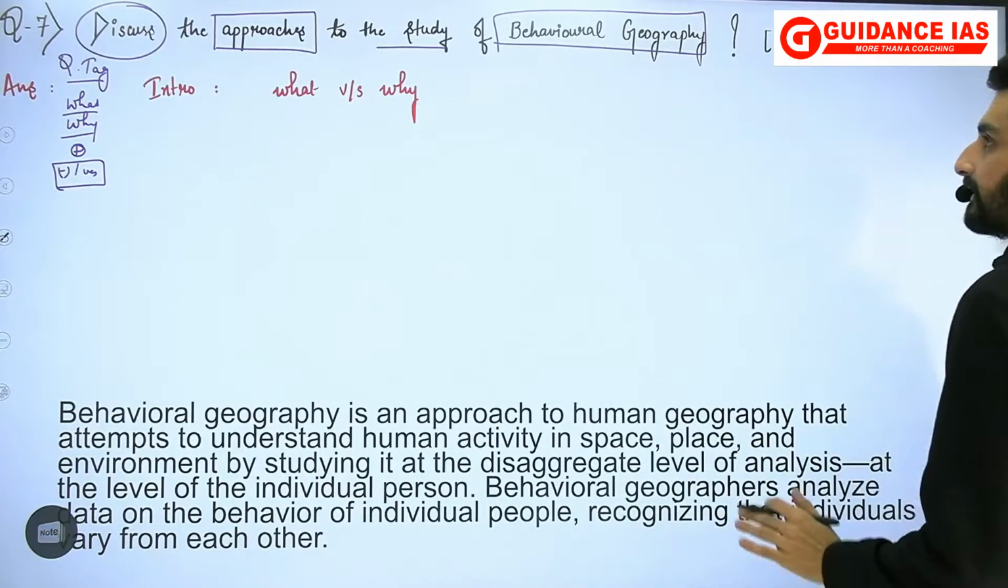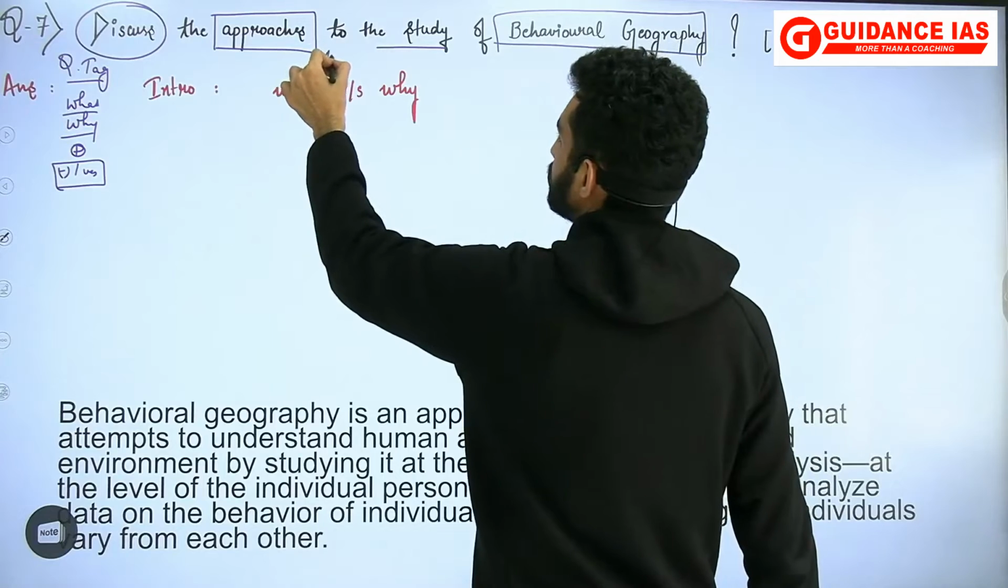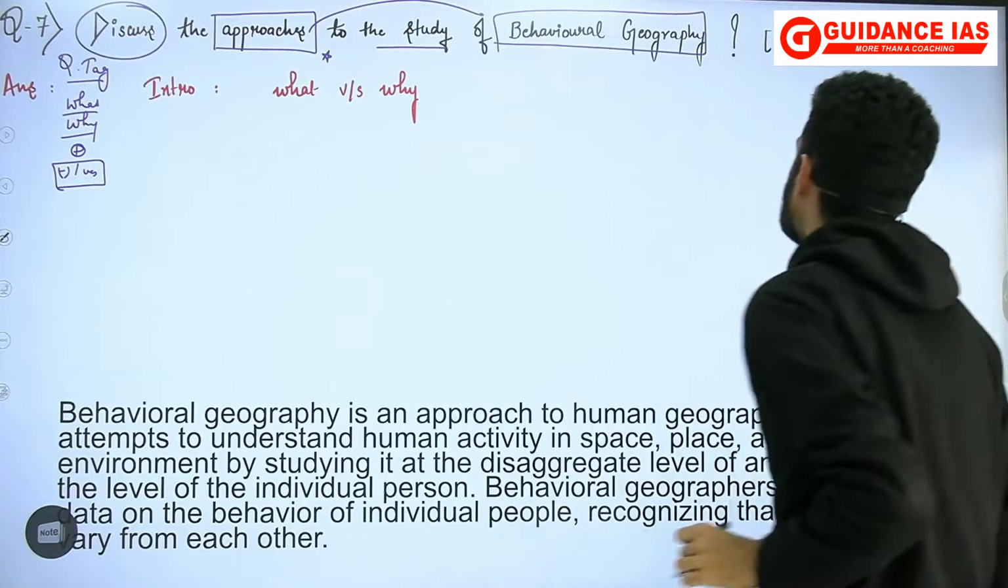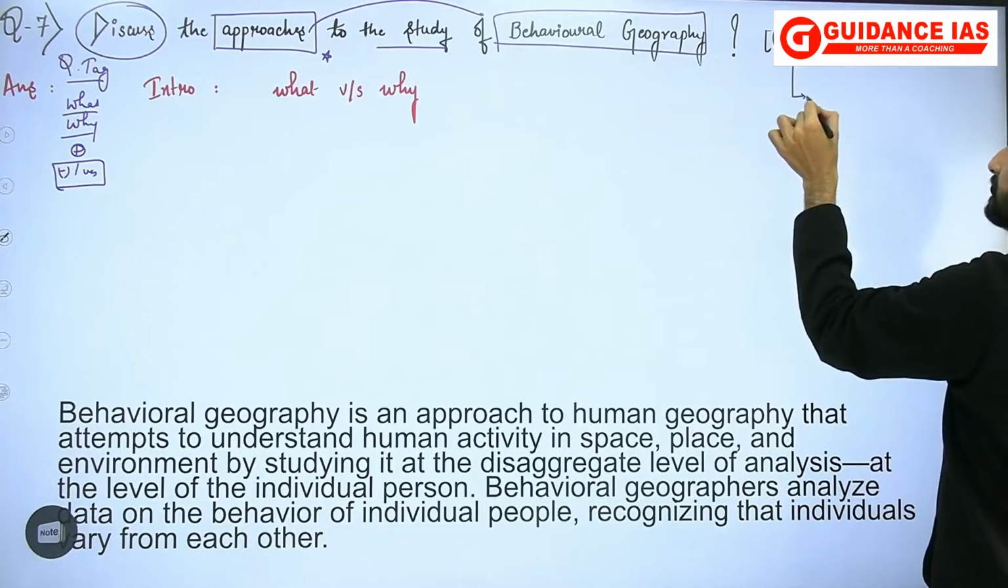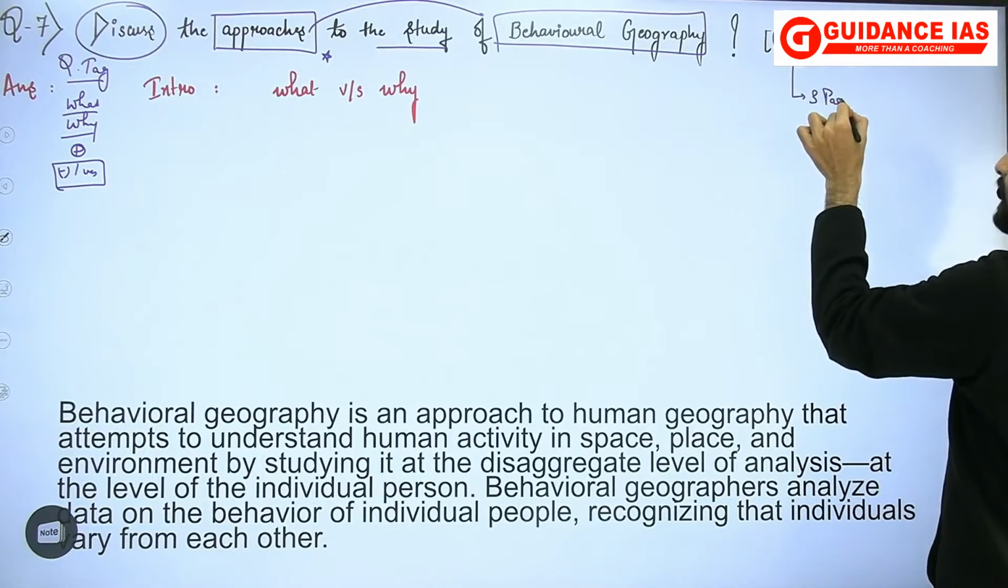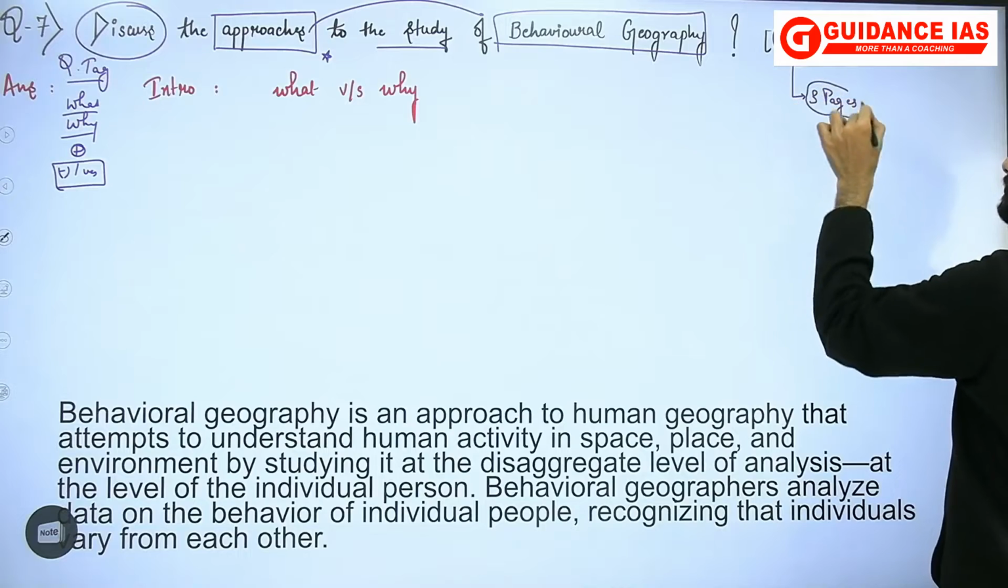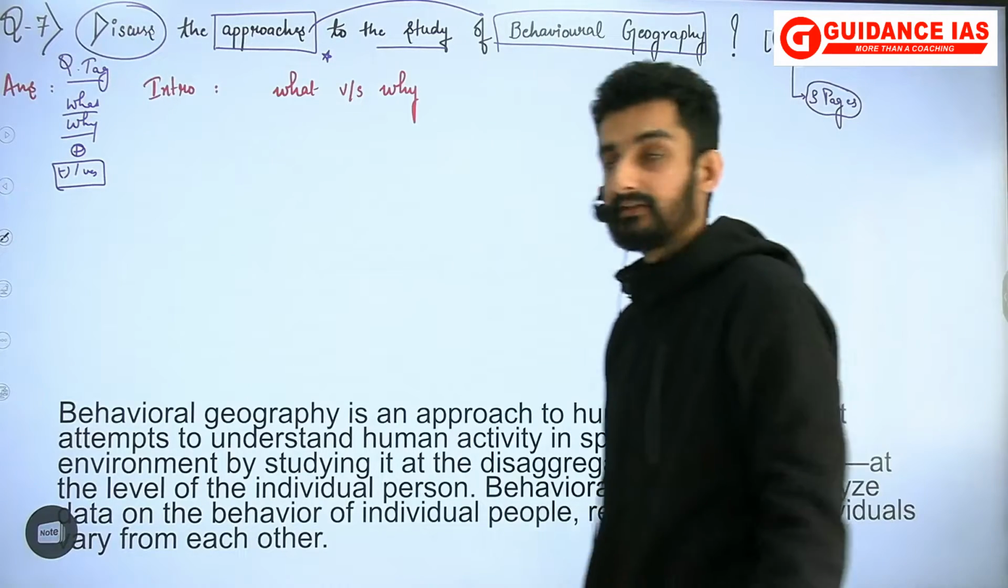At the same time, it is asking the various approaches to study the behavioral geography. And it's a 15 marker, which came in the year 2015. That means we have 3 pages, and therefore we must have the required content to write a good answer on this, because you have to fill at least 3 pages. I hope it is clear.